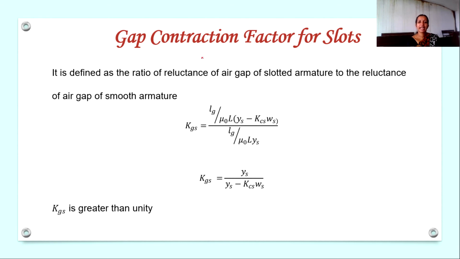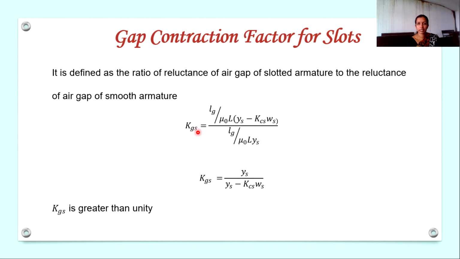So now the gap contraction factor for slots. It is nothing but the ratio of reluctance of air gap of slotted armature to the reluctance of air gap of smooth armature. So ഈ രണ്ട് കേസിലുള്ള റിലക്റ്റൻസിൻ്റെ ഇക്വേഷൻ നമ്മൾ കണ്ടുപിടിച്ച് കഴിഞ്ഞു. സ്ലോട്ടഡ് ആർമേച്ചർ വിത്ത് ഫ്രിഞ്ചിങ് എഫക്റ്റിലുള്ള എയർ ഗ്യാപ്പിൻ്റെ റിലക്റ്റൻസും സ്മൂത്ത് ആർമേച്ചർ ഉള്ള കേസിലുള്ള എയർ ഗ്യാപ്പ് റിലക്റ്റൻസും കണ്ടുപിടിച്ചു. ഇത് രണ്ടും തമ്മിലുള്ള റേഷ്യോ ആണ് KGS, ഗ്യാപ്പ് കോൺട്രാക്ഷൻ ഫാക്ടർ ഫോർ സ്ലോട്ട്സ്.